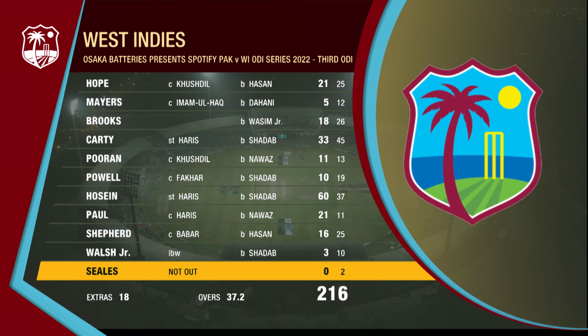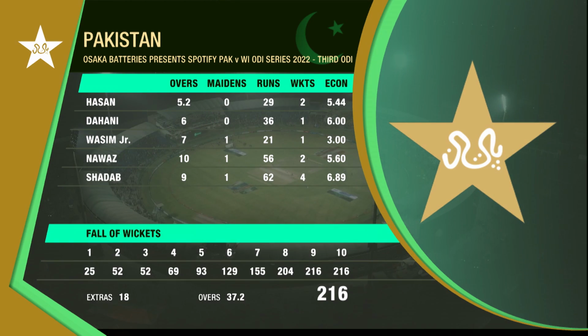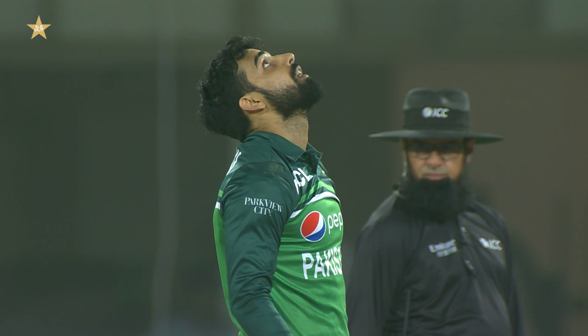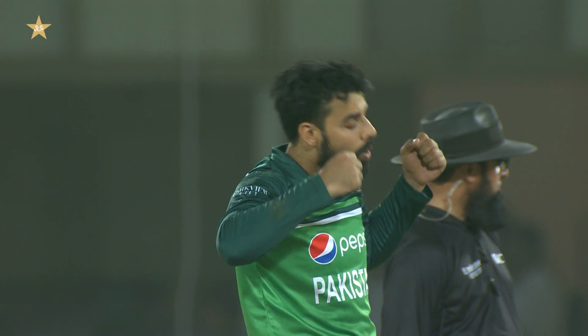The top score came from Akeal Hussain with 60 off just 37 deliveries, 33 to Casey Carty off 45 deliveries, and 21 off just 11 to Keemo Paul. For Pakistan, Shadab Khan, following his half-century, picked up 4 for 62, an outstanding all-round effort, 2 for 56 for Nawaz, so 6 wickets between the spinners, and Hassan Ali, 2 for 29. The player of the match, Shadab Khan, for his 4 wickets and a half-century.